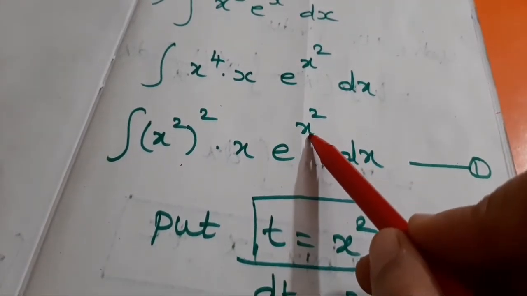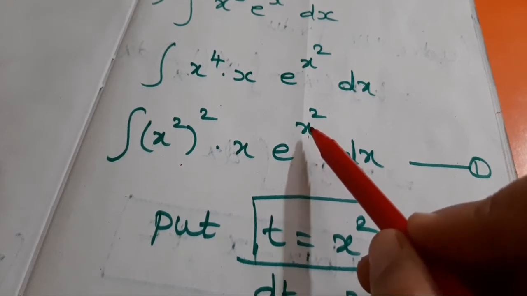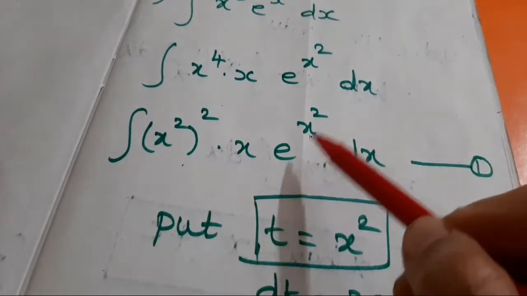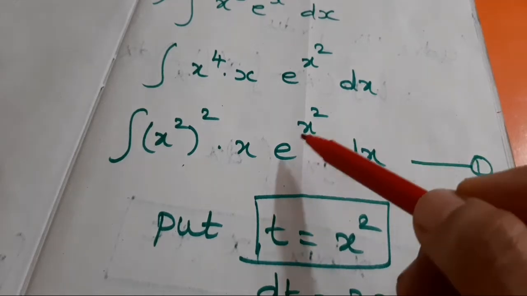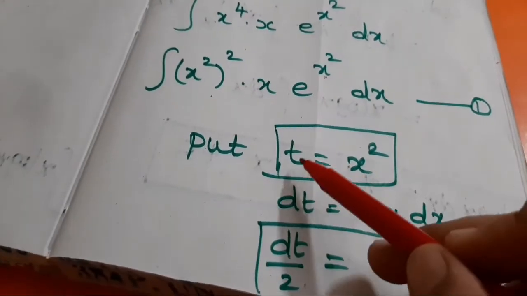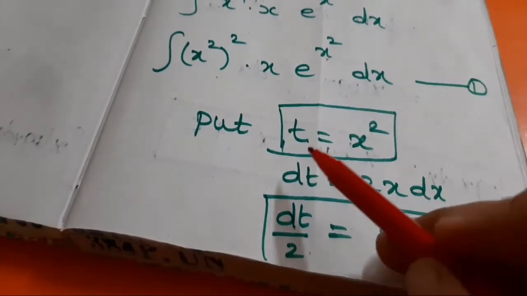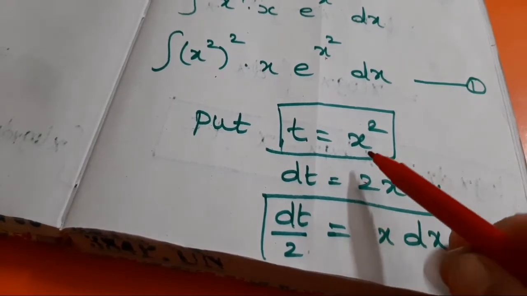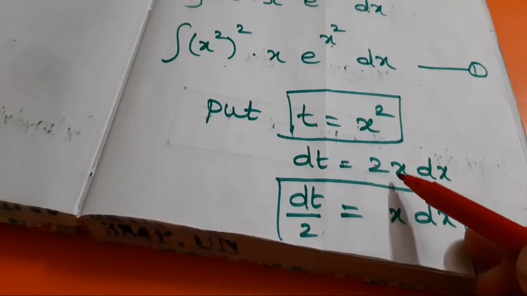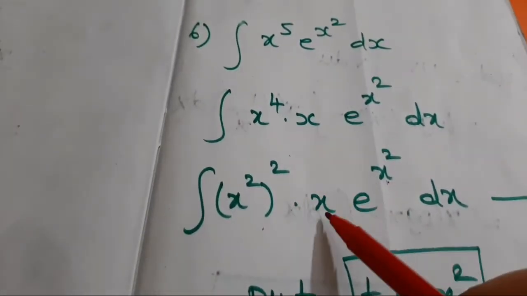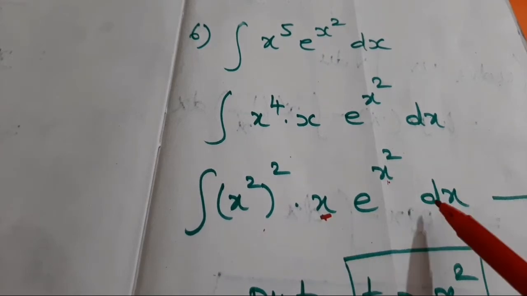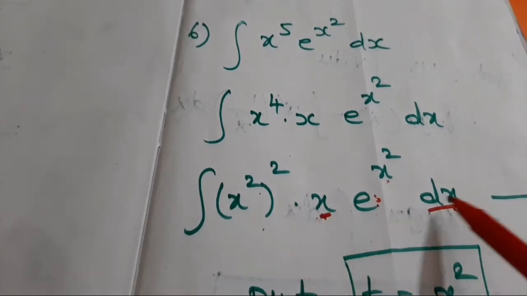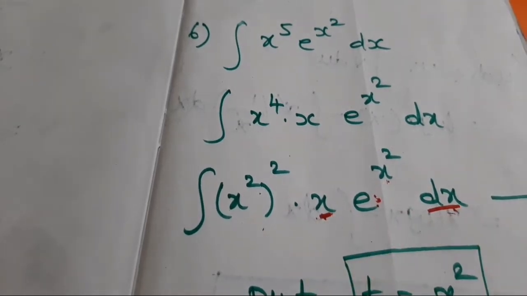If I take this x^2 as t, then I will get t^2 e^t. Just I am going to take t is equal to x^2. What is dt? dt means differentiation, 2x dx. I need only x dx, because I want to replace x dx with something.